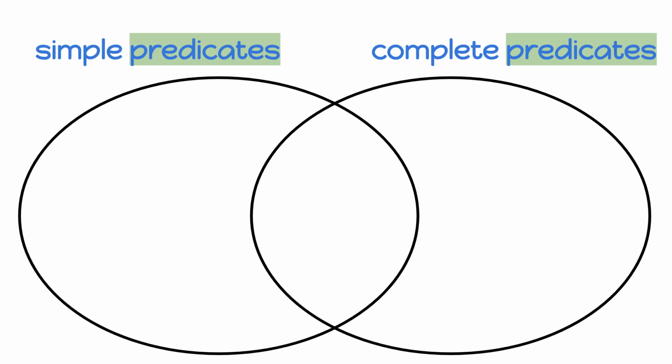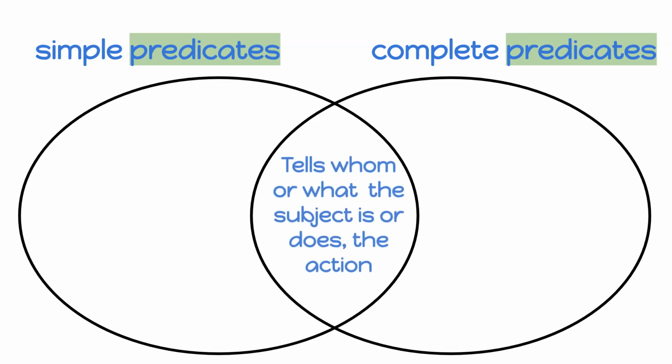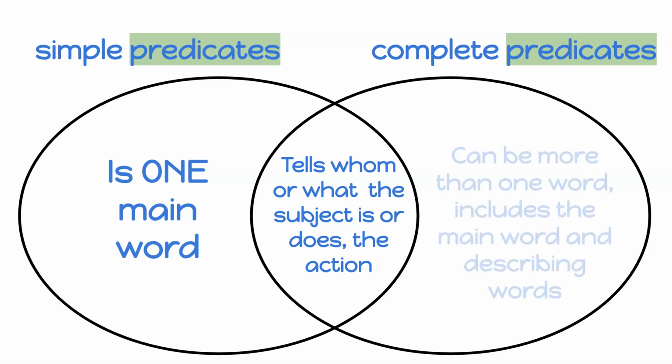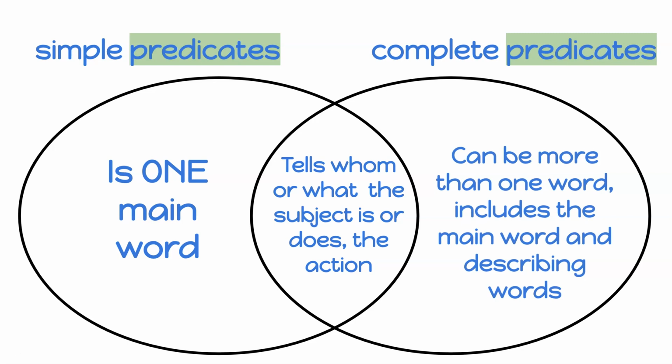What about for simple and complete predicates? What do they have in common? Well, they tell whom or what the subject is or does. They tell the action. But what's the difference? Simple predicates is one main word, while complete predicates can be more than one word. It includes the main word as well as other describing words.